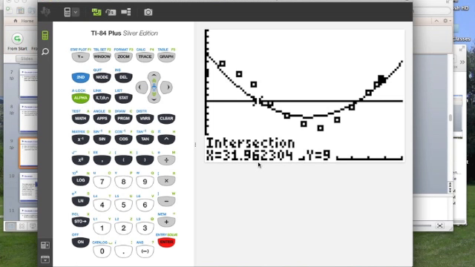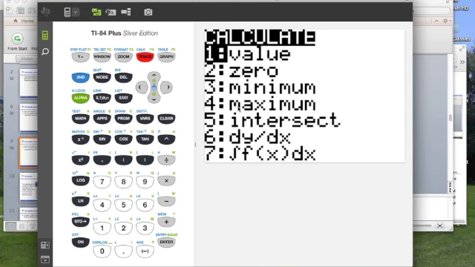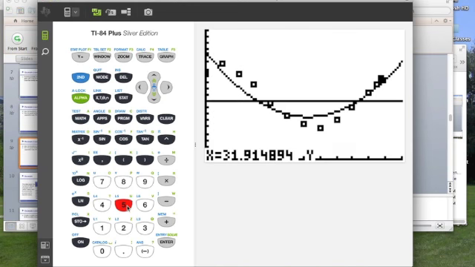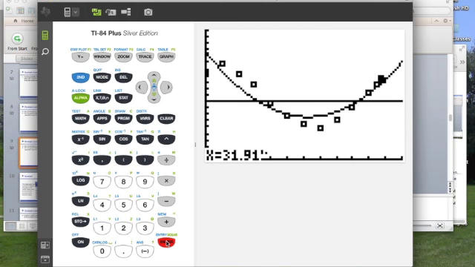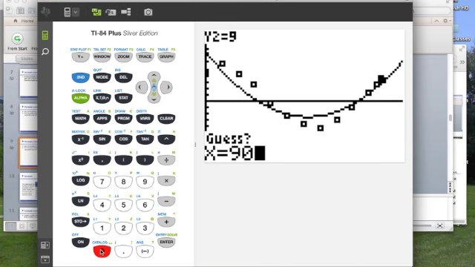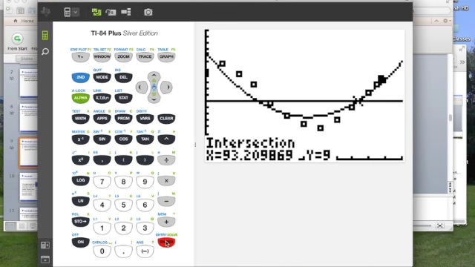We can round that to 32. And then we're going to do that again. Second trace. We want the intersection. This time we're going to guess over here. 60 was about here, so let's guess 90. And we'll find it's 93.2. So we had 32 and 93.